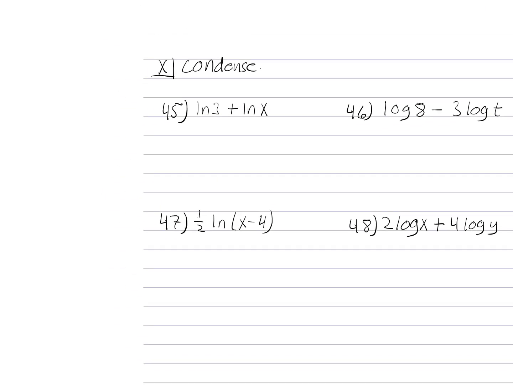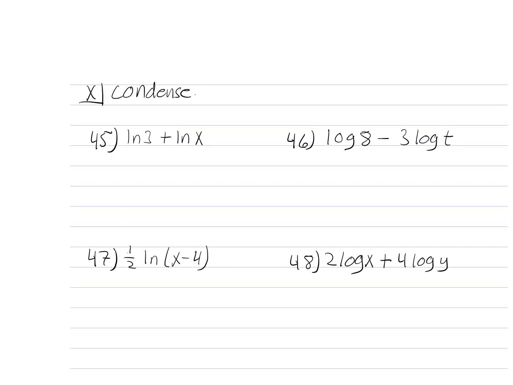And then lastly for this review, condense. Condense means to make it into one single expression. So now you're looking at what's happening on the outside of your logarithms and you're trying to make it into something that can be pulled into one single log. So I see a plus on the outside between our logs. I know that's going to be multiplication on the inside. So I'm going to have an ln of 3x. And there's nothing more you can do to that. We already have our single log, so we just leave it as is.